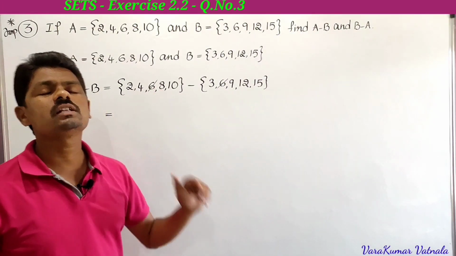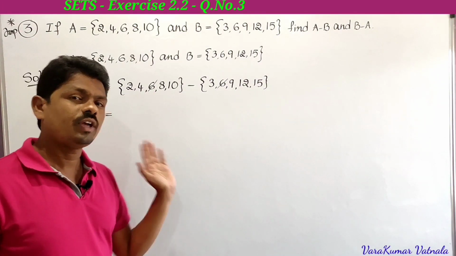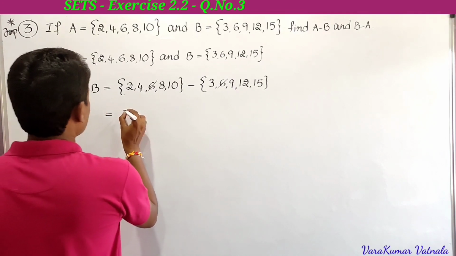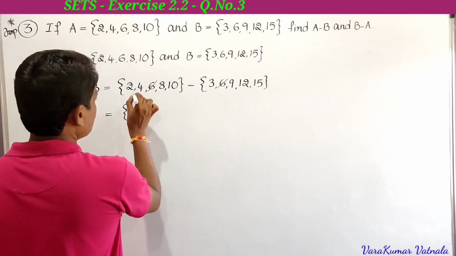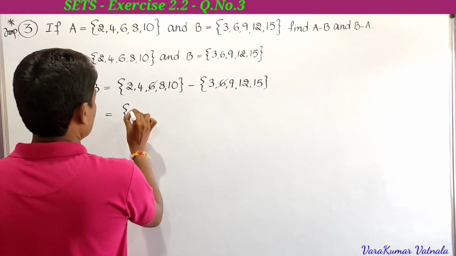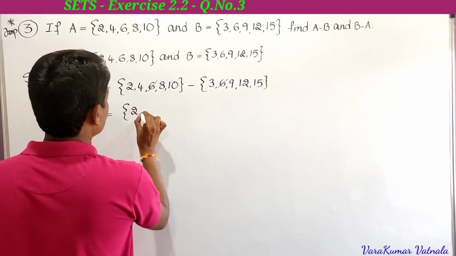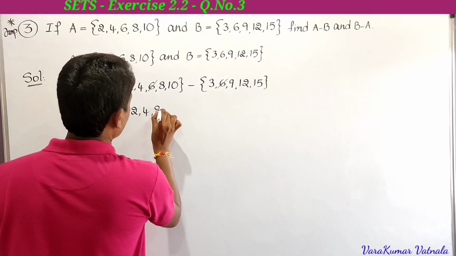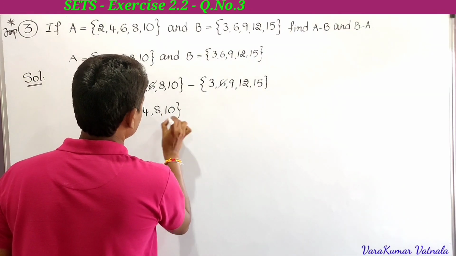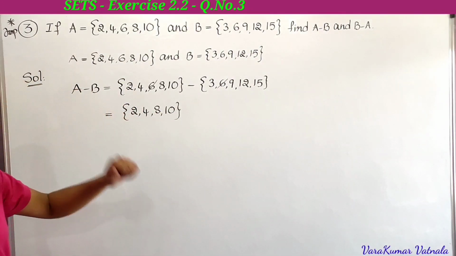First we have to cancel the common elements in both. Then we have to write the elements which are present in the first set. So what are the remaining elements in the first set? 2, 4, 8, 10. So this is set A minus B.